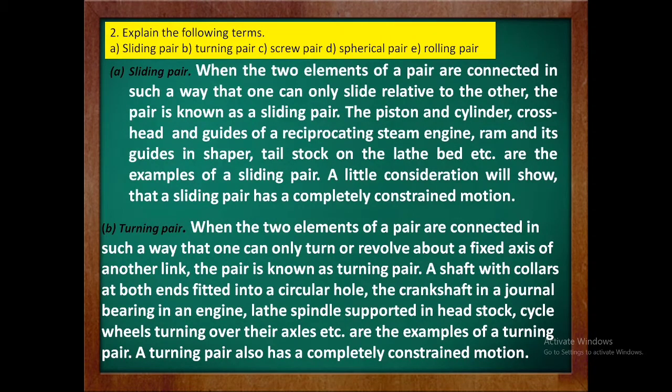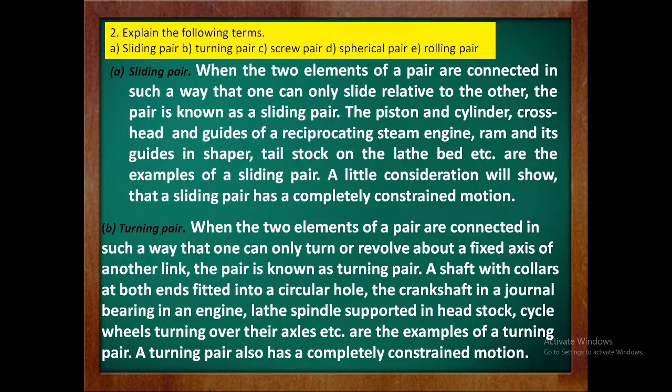When the two elements of a pair are connected in such a way that one can only slide relative to the other, the pair is known as a sliding pair. For example, the piston and cylinder in a steam engine and the tailstock on the lathe bed are the examples. A little consideration will show that a sliding pair has a completely constrained motion.